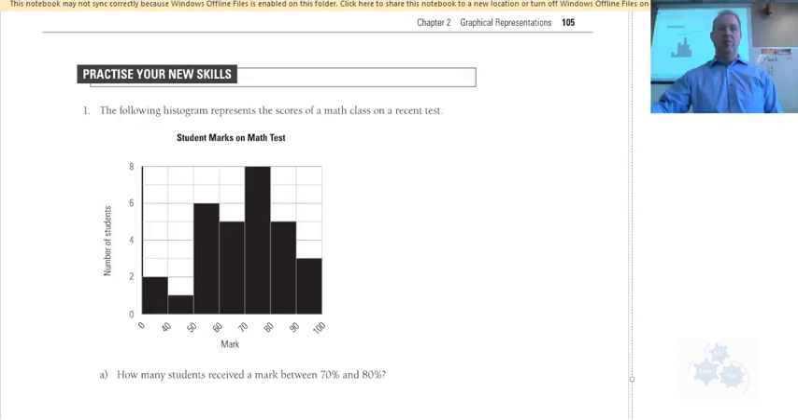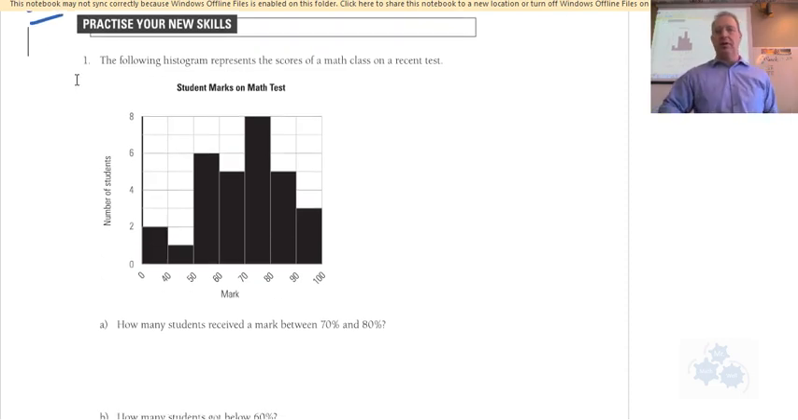All right, so as we finish up 2.3 here, these are the final questions. Let's go over one together for sure. So we're talking about histograms. The following histogram represents the scores of a math class on a recent test.